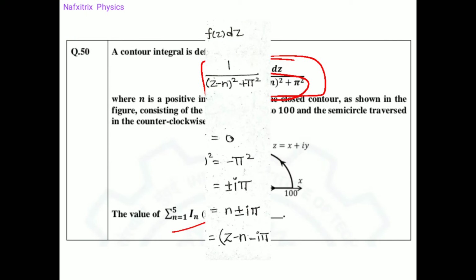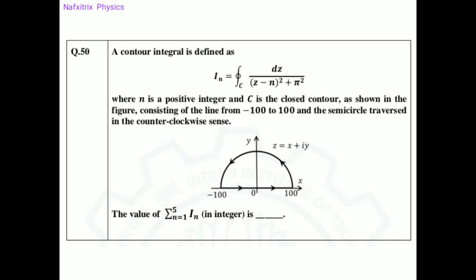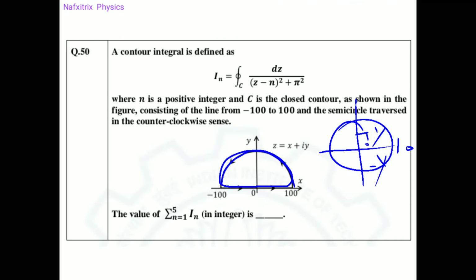Why? From the diagram you can see that z equals n plus or minus i pi, but because the contour is upward, it is not going in the downward direction. If it were a complete circle, with plus y and minus y like that, then we would need to take n minus i pi also. The points which lie below are of the form n minus i pi, and the points which are above are of the form n plus i pi.